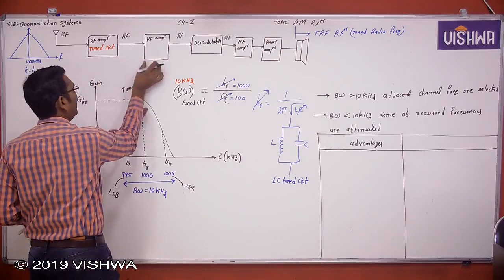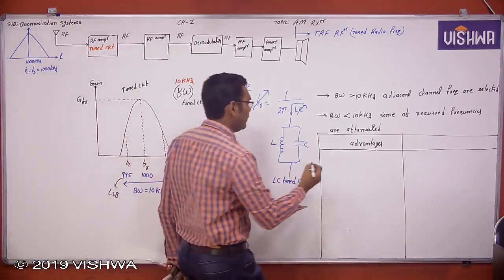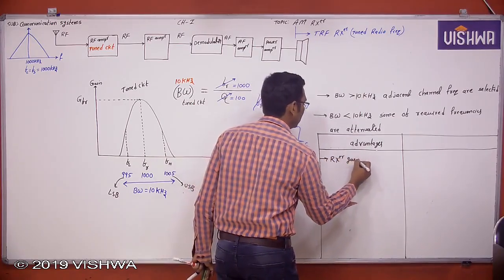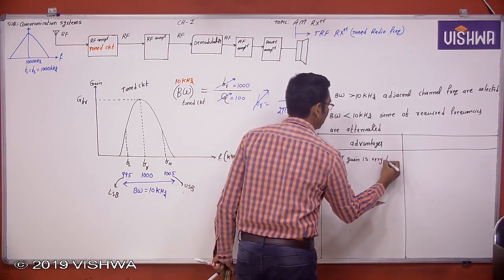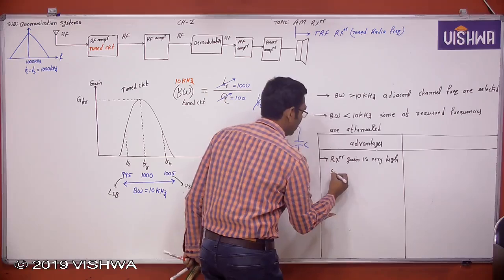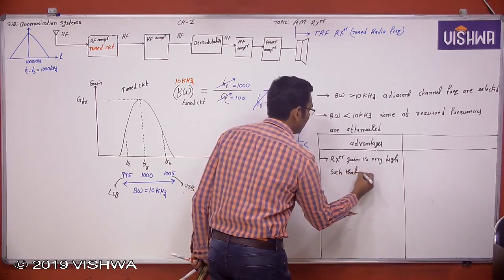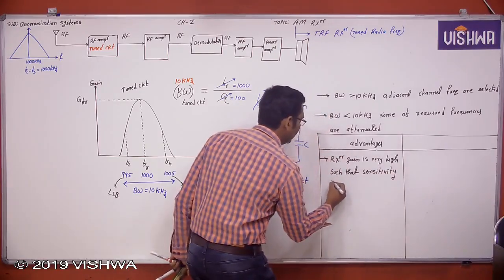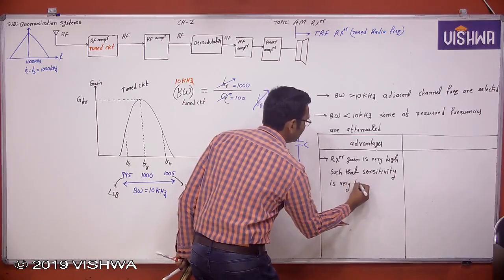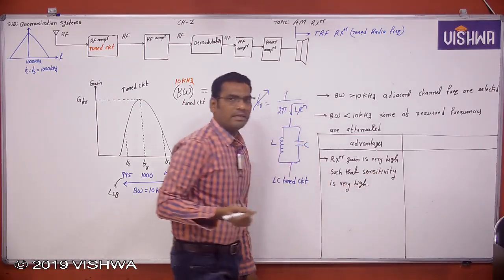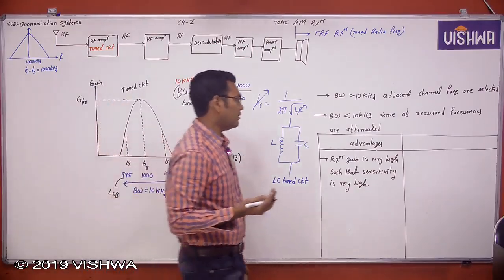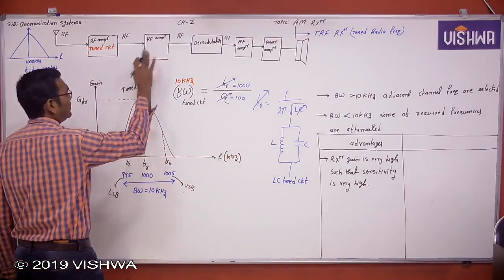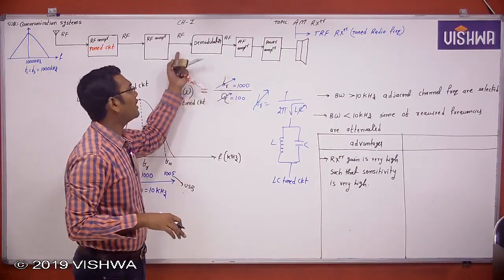Now this is gain 1, gain 2. So overall gain of the receiver is high. Receiver gain is very high, such that sensitivity completely depends on gain of the receiver. When the receiver gain is more, sensitivity is high. Okay, sensitivity is very high. Now RF amplifier, high gain, high sensitive. Next, the demodulator will convert RF to AF.